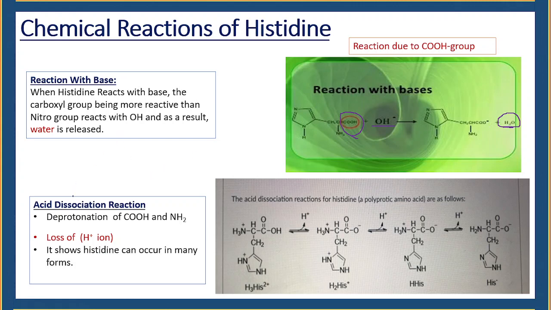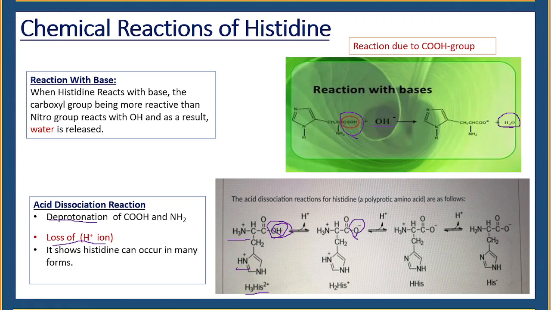Number 2, acid dissociation reaction. This dissociation reaction is basically deprotonation, meaning the removal of a hydrogen ion. It shows that histidine can occur in many forms. Like you can see that the first hydrogen ion, H plus ion, is released from this OH group. Then it becomes O negative, and then the second hydrogen. You first know that there is a positive charge here, and there is hydrogen here. There are 3 acidic hydrogens. So it is H3 histidine 2+.